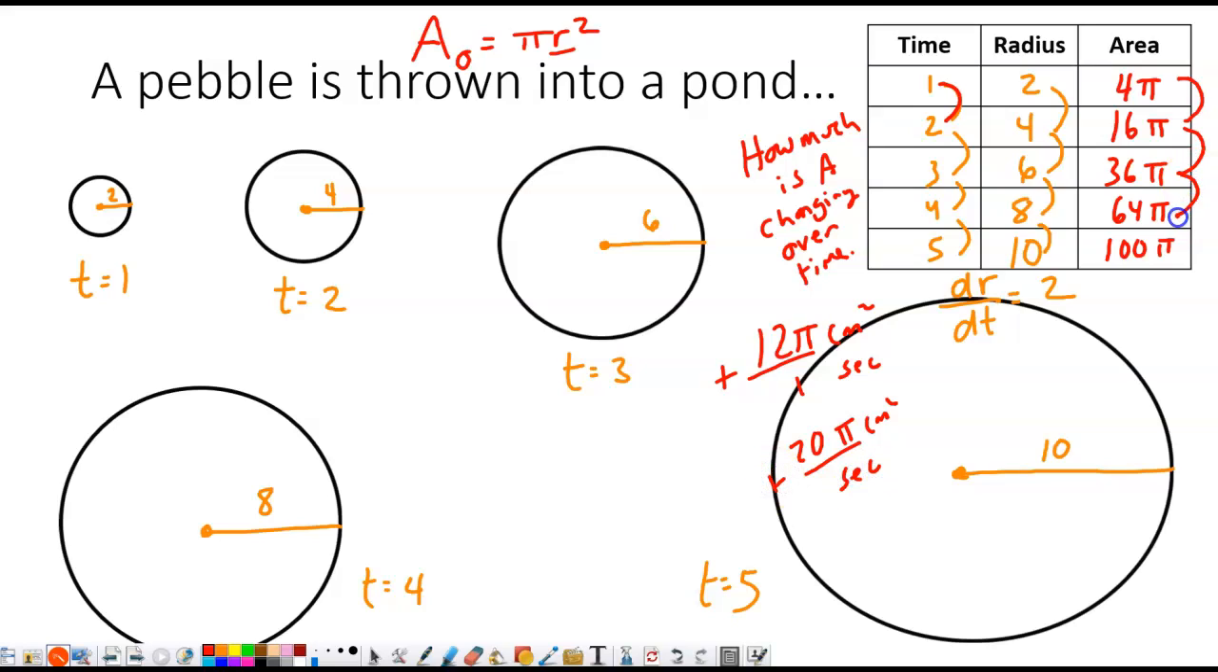And from here to here, to get from 36 to 64, that would be 28, I believe. 28 pi square centimeters per second. As you can see, as time goes on, the rate at which the area is increasing is increasing.